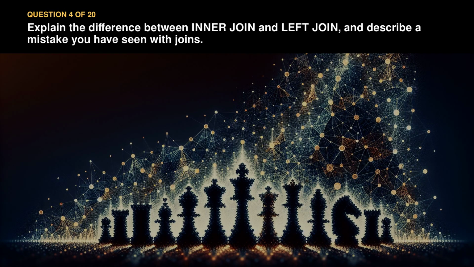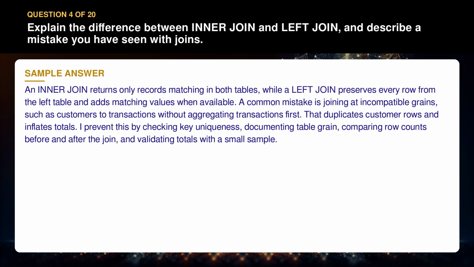Question 4. Explain the difference between inner join and left join, and describe a mistake you have seen with joins. An inner join returns only records matching in both tables, while a left join preserves every row from the left table and adds matching values when available. A common mistake is joining at incompatible grains, such as customers to transactions without aggregating transactions first. That duplicates customer rows and inflates totals.